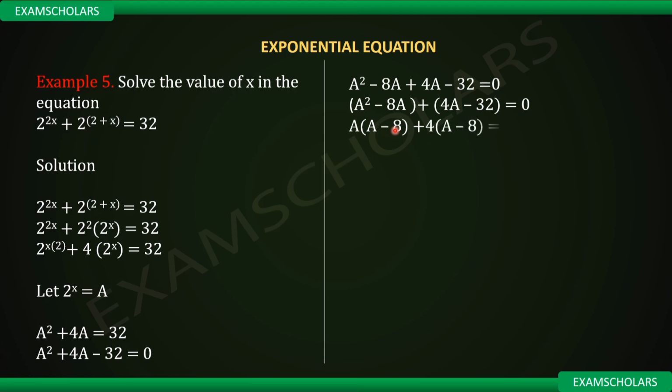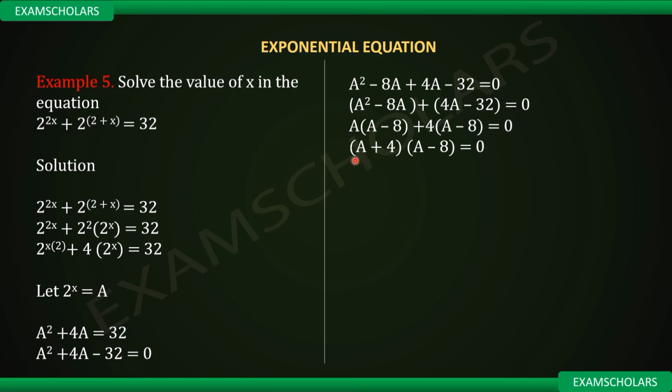Do you know how I got this? a squared divided by a, you have a. Minus 8a divided by a, you have minus 8. Now 4a divided by 4, you have a. Minus 32 divided by 4, you have minus 8. You close the bracket is equal to 0. Now this one is the same thing as this one, so bring the one that is outside: a plus 4, close bracket. You now pick one out of this: a minus 8. You get this, is equal to 0.